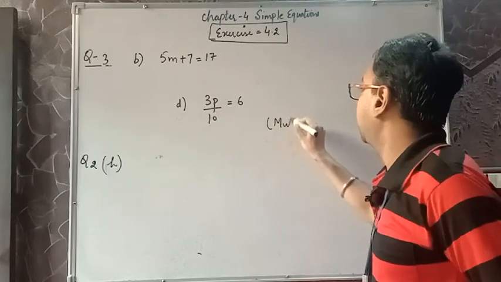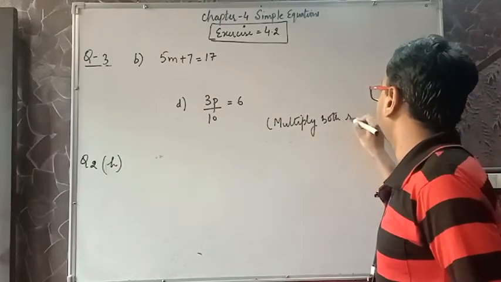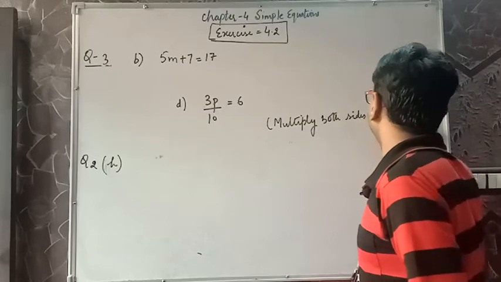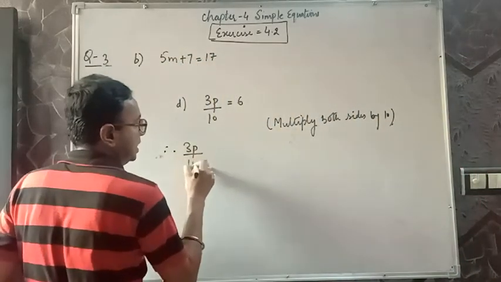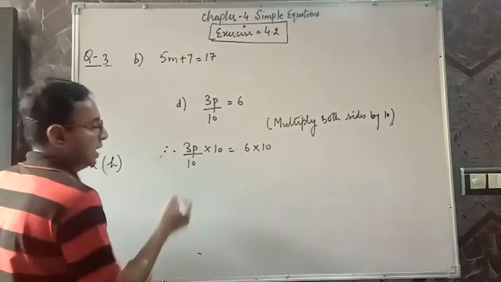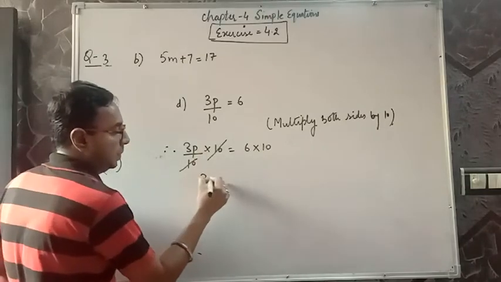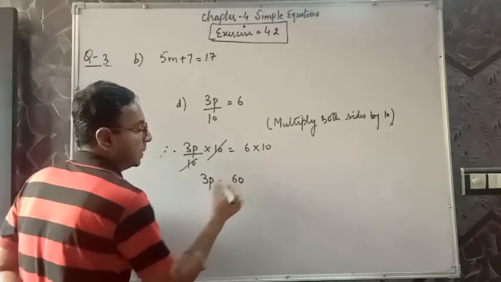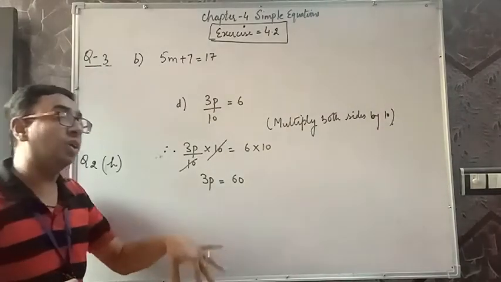So multiply both sides by 10. Therefore, 3p upon 10 into 10, 6 into 10. Any doubt? This 10 gets cancelled out. 3p into 1, 3p, and 6 into 10 is 60. Now we have to remove 3, and 3 is getting multiplied. So what we will do?